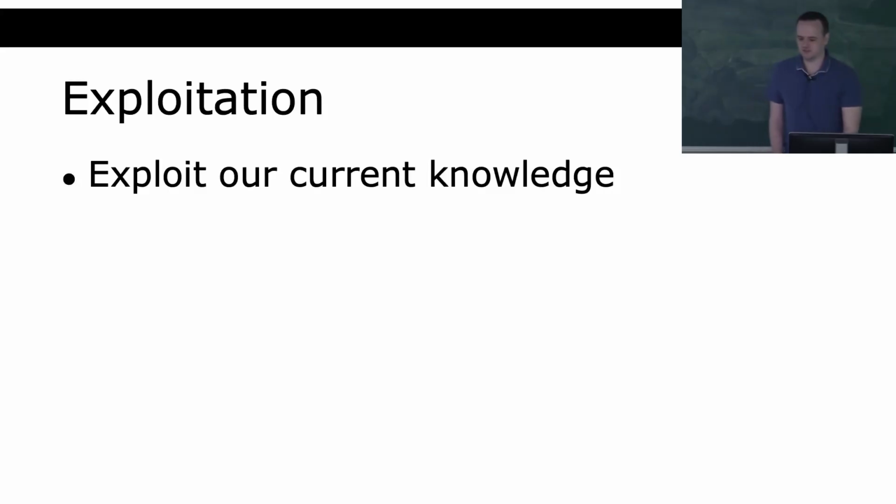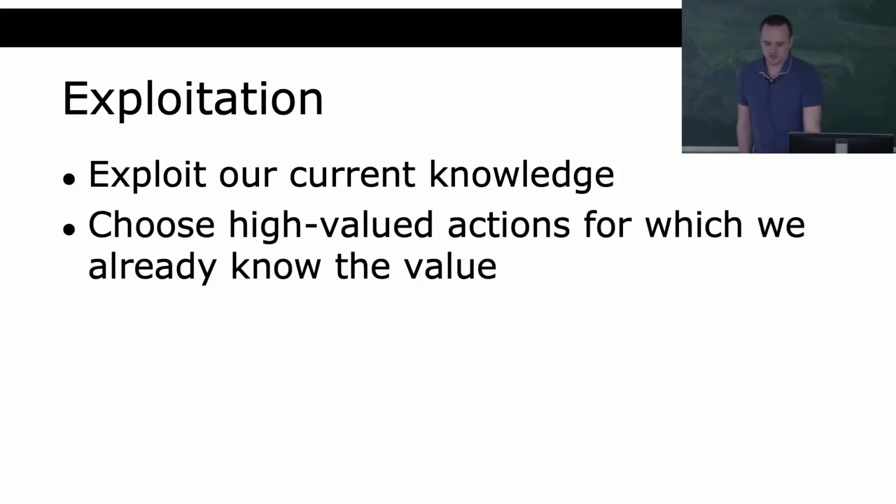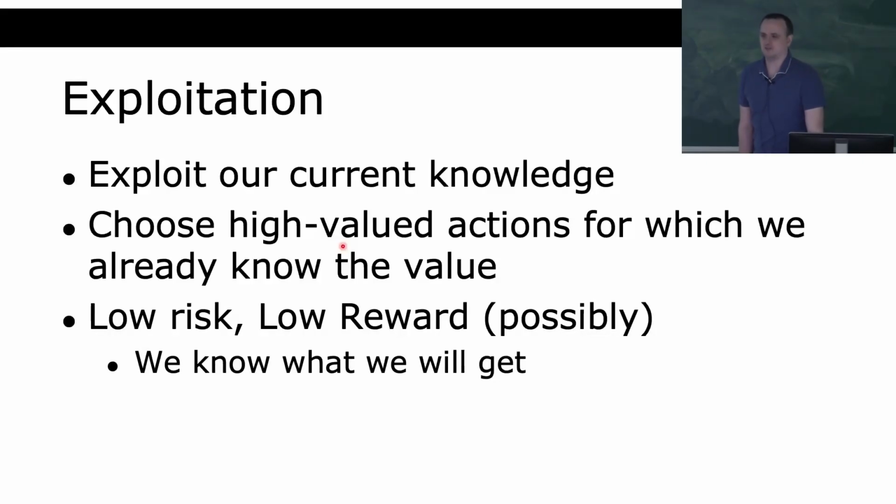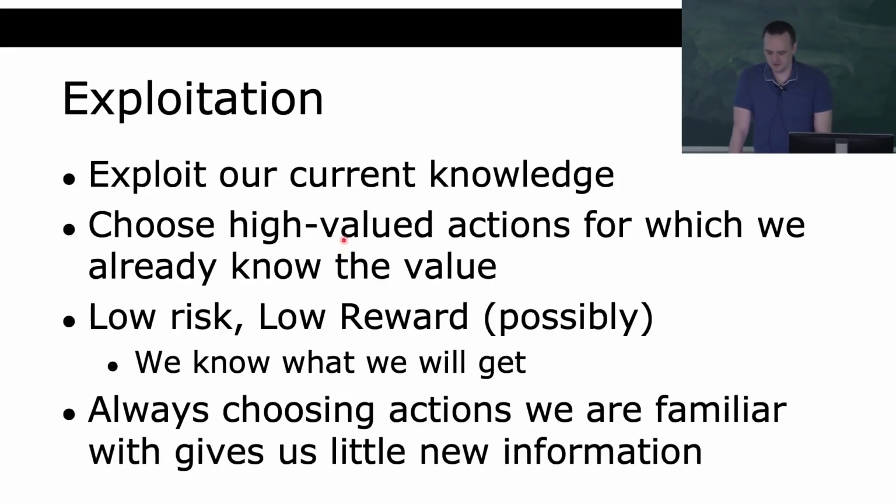So exploitation is exploiting our current knowledge, and essentially what this means from a reinforcement learning context is that we're going to choose these high-valued actions for which we already know the value. It's kind of low risk, but potentially low reward as well. So we know what we're going to get, and so we choose the thing that we know what we're going to get, but there could be something out there that's better.